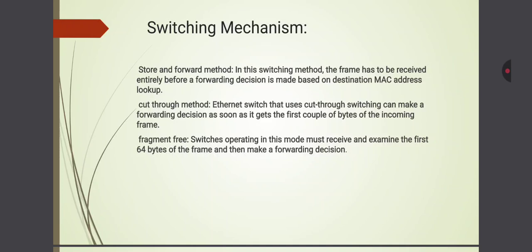In the fragment free method, the first 64 bytes of the frame are received, and as soon as the MAC address is received, the frame is processed to the destination. It is the old method. Nowadays we do not use the fragment free method in switching. Store and forward and cut through are quite popular and widely used in networks.